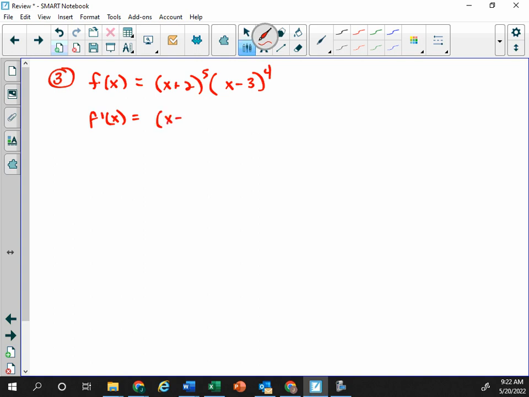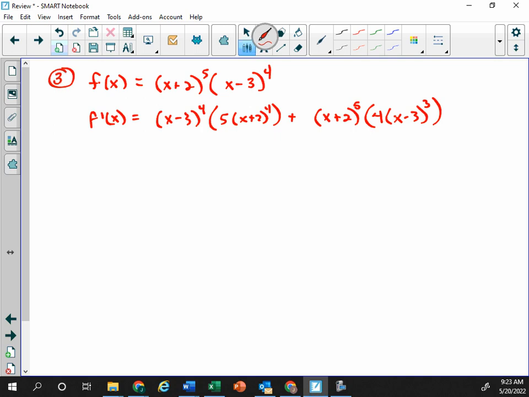So (x minus 3) to the 4 times, are you okay with me writing it this way, 5 times (x plus 2) to the 4, plus (x plus 2) to the 5th. And then this would be 4 times (x minus 3) cubed. Good to that one, right?